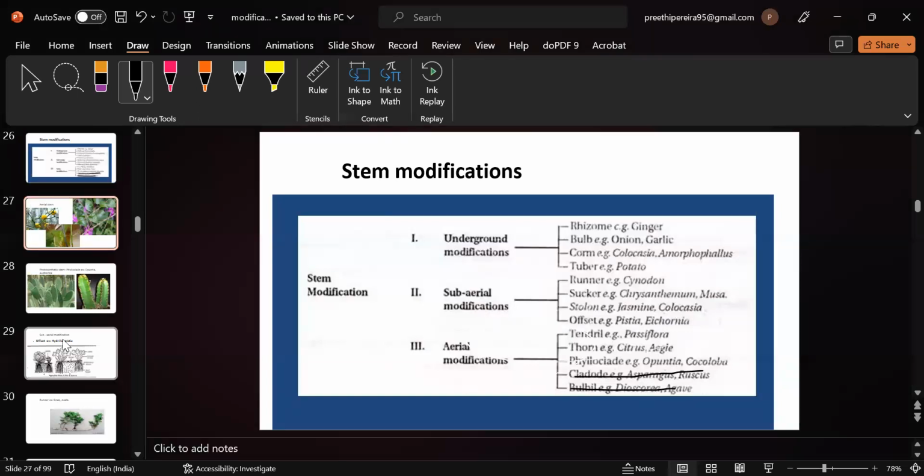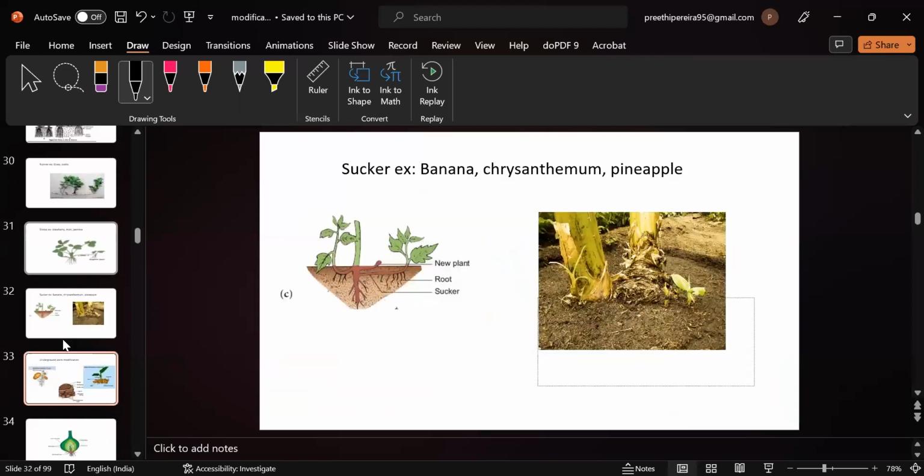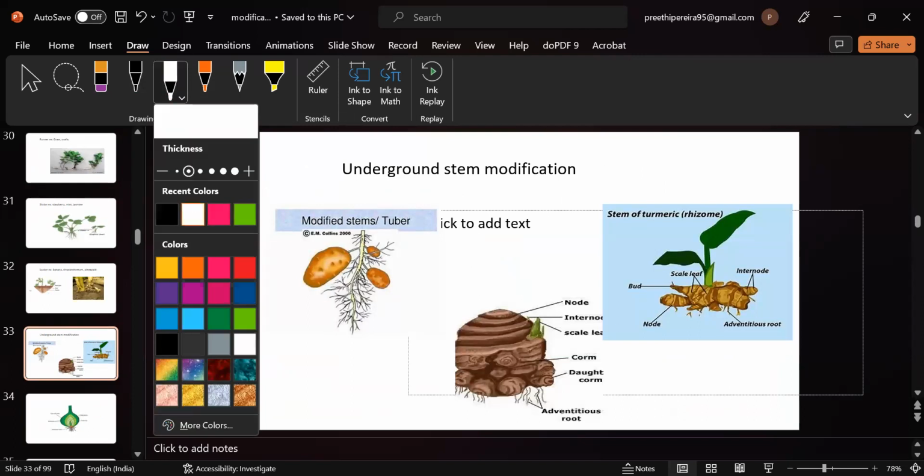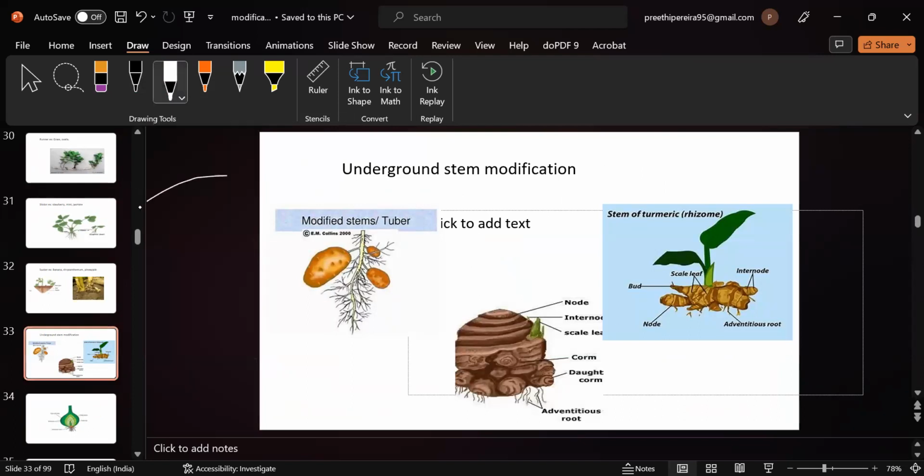Okay. So we will begin with root modification first. So underground stem modification, first example is tuber. So how does a tuber look? The best example for that is potato. So you know that potato, it looks this way.